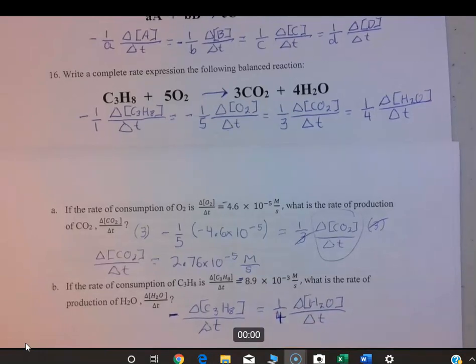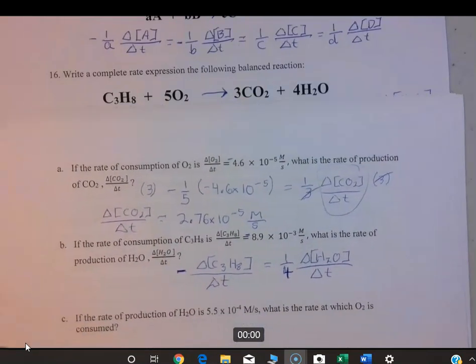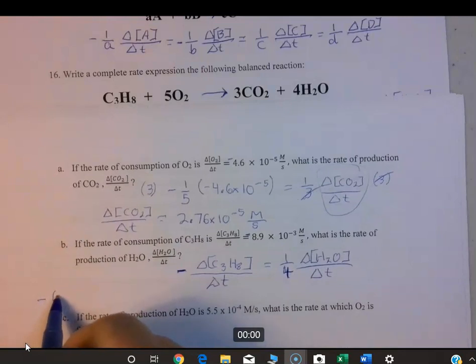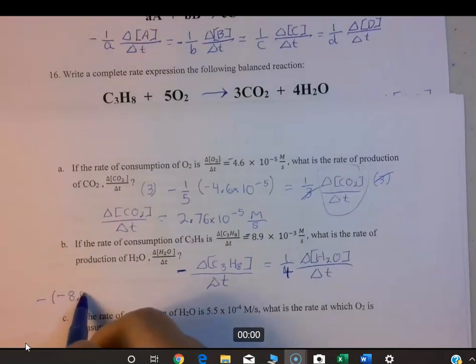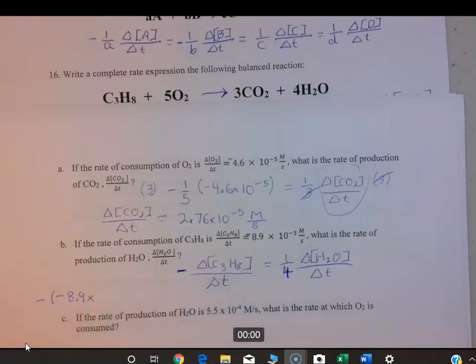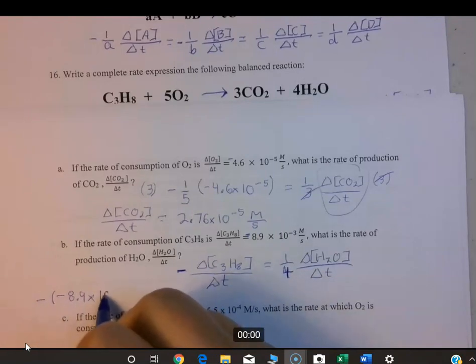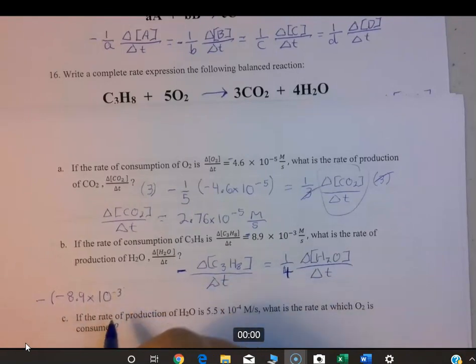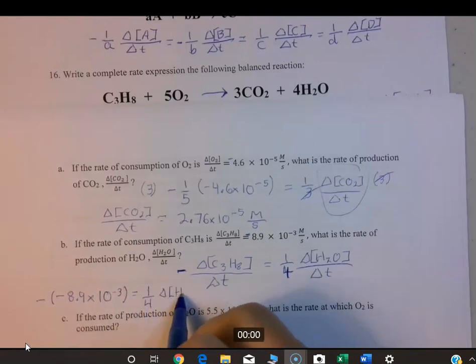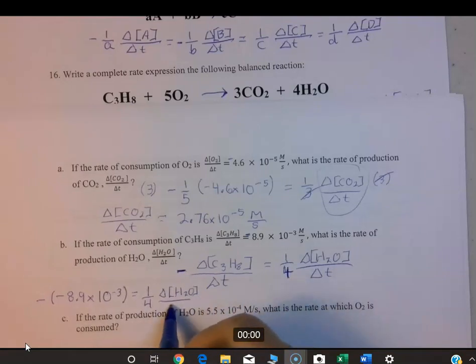Okay, so now the math is pretty simple. We're simply going to substitute this number in for this. So it's going to be negative, and then it's a negative 8.9, we said, because the amount is decreasing. And this is the negative sign that went out in front. It's there for the purpose of making sure that the rate is a positive number because it must be. 10 to the minus 3, I'm going to leave off the unit of measure to save some space, equals 1/4, and it's still the concentration of H2O over delta T.